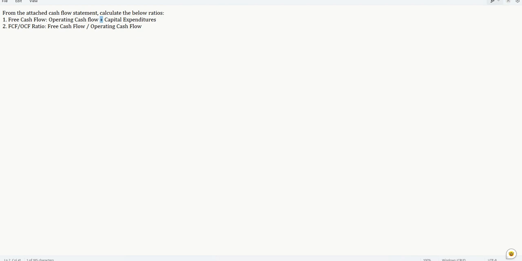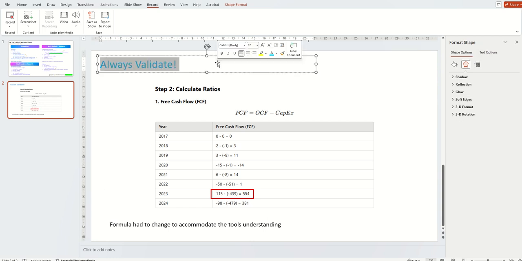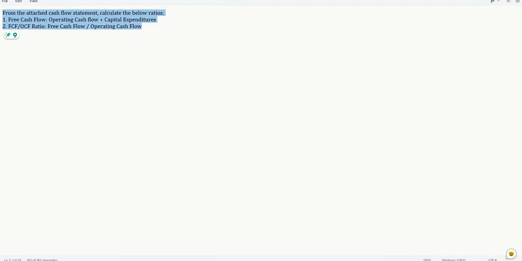This is another reason why I tell you that you should not blindly go with whatever output. You need to validate, always validate. I have changed this formula to accommodate the tool's different kind of understanding to get the right output. That's another reason why you really cannot go with the prompt without proper understanding of what input is being given and what output is expected. If I gave only this prompt to somebody, they would argue back, hey Venkatesh, your formula is wrong, but this formula is right for a different reason.